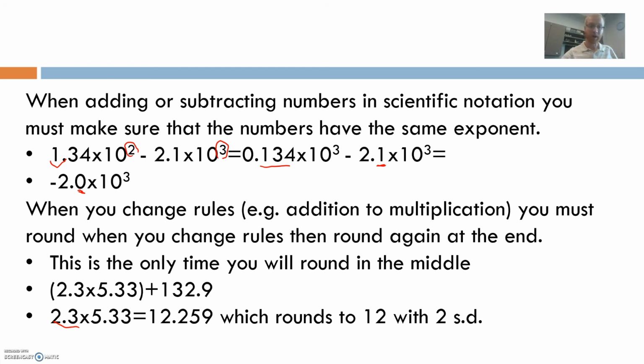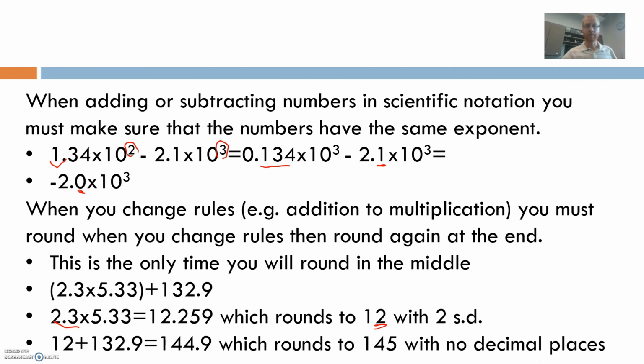Then you've got 12 plus 132.9. Add those up. Take the least number of decimal places, which is none, right? The last known number there is the ones place, so you're going to round it to the ones place. Okay? So that gives you 144.9, but you round that to 145 with no decimal places. That's the only time you're going to round in the middle. And it doesn't come up that often, okay? But you just need to be familiar with that.